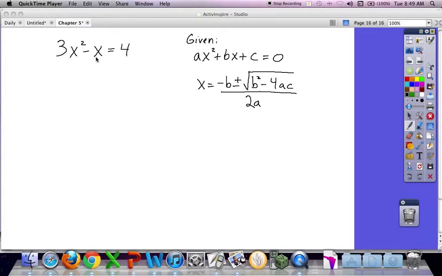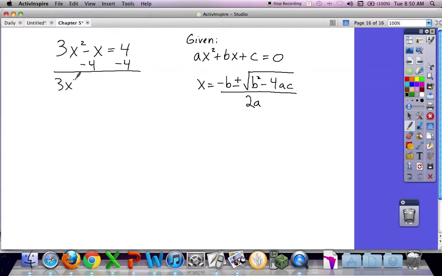3x squared minus x equals 4. Right away, this is not in standard form equals 0. So I'm going to subtract 4 from both sides so that I have 3x squared minus x minus 4 equals 0. Okay, that is standard form equals 0. And in this case, a equals 3, b equals -1, c equals -4.